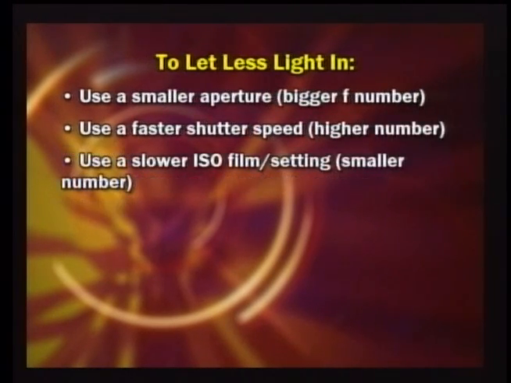And then to let in less light, we use a smaller aperture, which is a bigger f number. Use a faster shutter speed, which is a higher number. And then we can use a slower ISO film or setting, which is a smaller number.